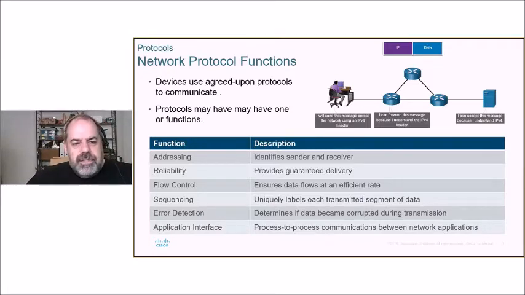Now, addressing, identify sender and receiver. Reliability provides guaranteed delivery. Flow control ensures data flows at an efficient rate. Sequencing uniquely identifies each transmitted segment of data so it can be reassembled at the destination. Error detection determines if data became corrupted during transmission. An application interface is basically how you can get applications to talk to a network. And so it's the interface between the local applications and the network.